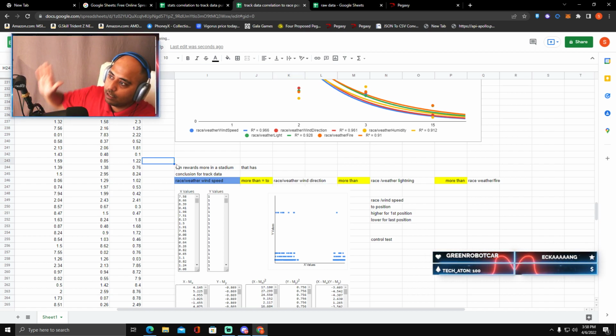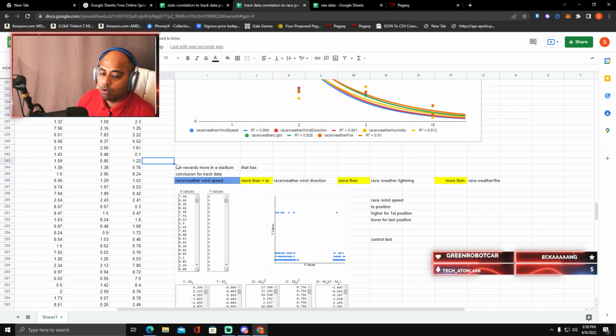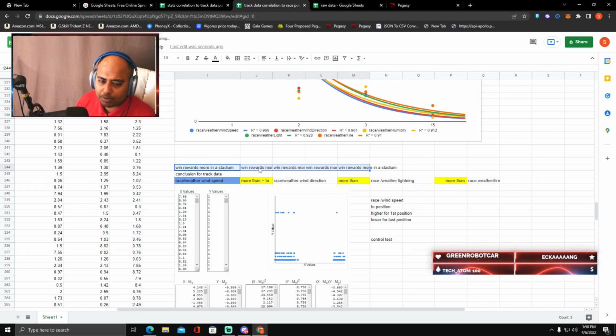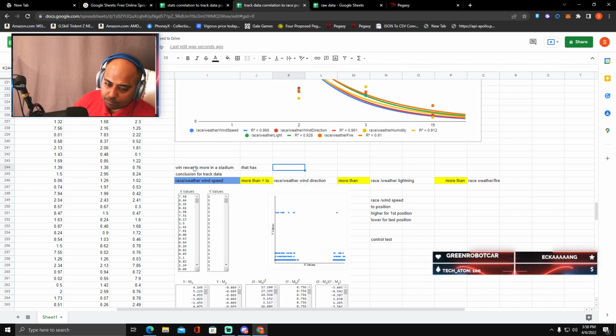I've taken that into stats correlation also. But from this first chart, this is your most important part. So remember this, okay? This is one of your most important parts. Win rewards more in a stadium.